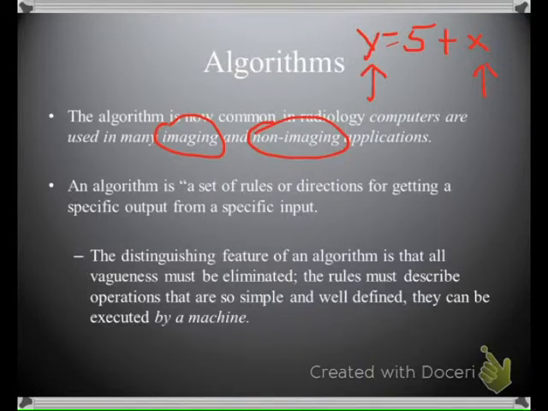And so the distinguishing feature of an algorithm is that all vagueness must be eliminated. The rules must describe operations that are so simple and well defined that they can be executed by a machine. And so basically we have to understand that a computer uses artificial intelligence, which requires that there be an operator to actually tell the computer what to do. And so the algorithm functions in that sense to become the operator to tell the computer what to do from a specific input. But it has to be so simplistic that the computer can actually carry it out.